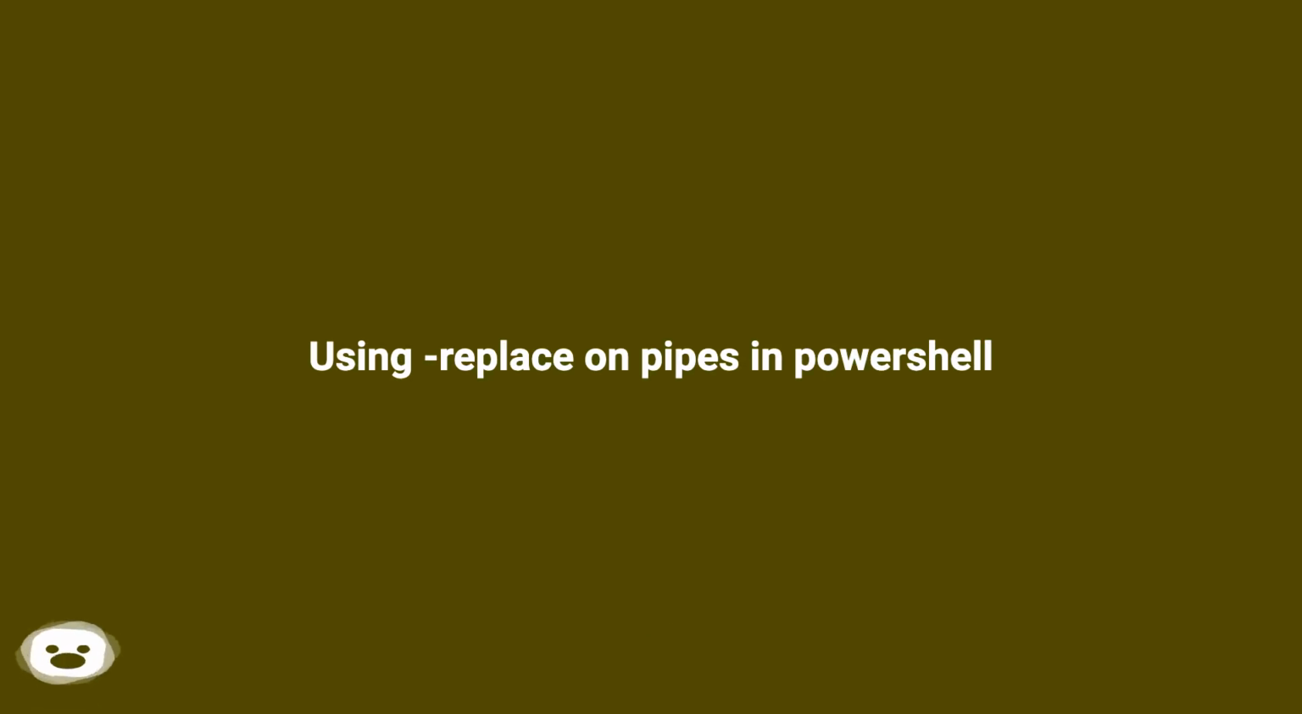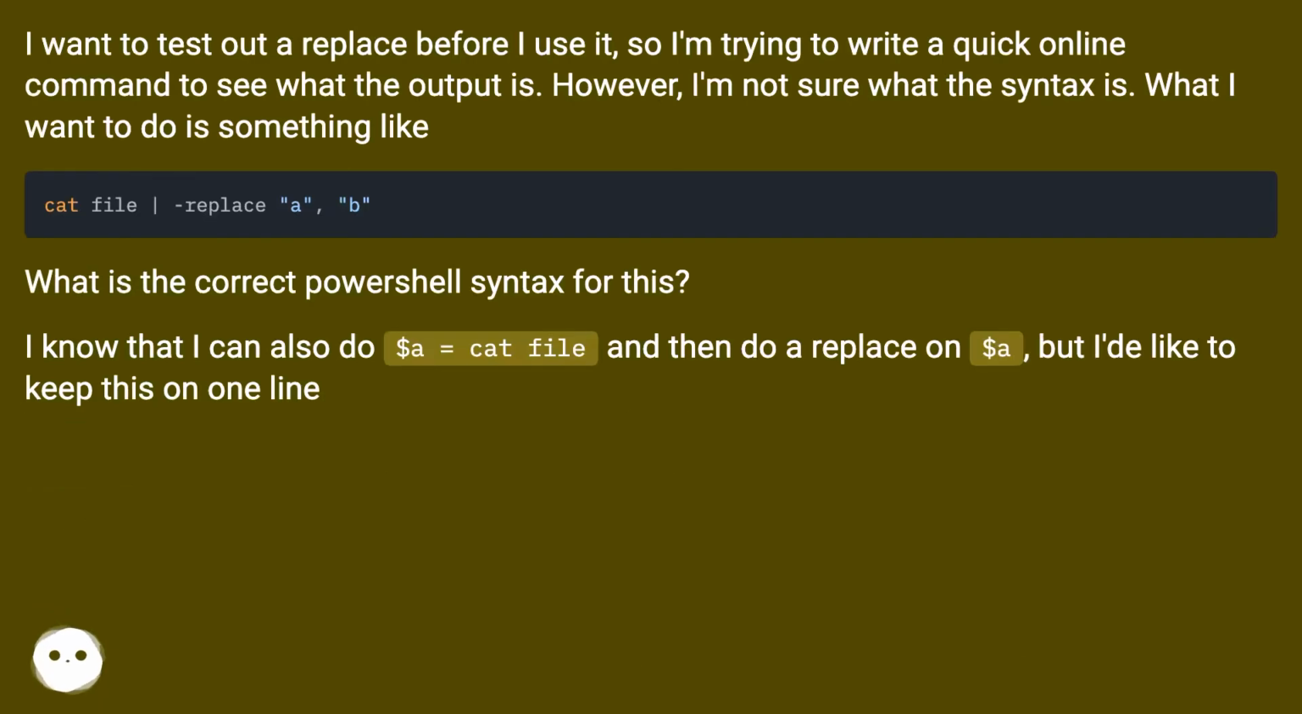Using replace on pipes in PowerShell. I want to test out a replace before I use it, so I'm trying to write a quick one-line command to see what the output is. However, I'm not sure what the syntax is.